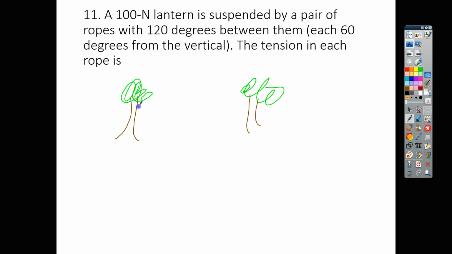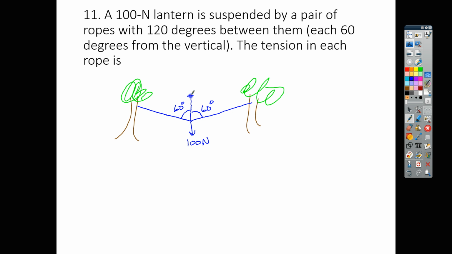So here I've got a lantern suspended by a pair of ropes with 120 degrees between them. So they're each 60 degrees from the vertical. So this would be 60 degrees, and then this side would be 60 degrees. The lantern itself hangs down like this. It is 100 newtons. And the thing that I want us to find is the tension in each rope. So they want us to find out what is the tension.